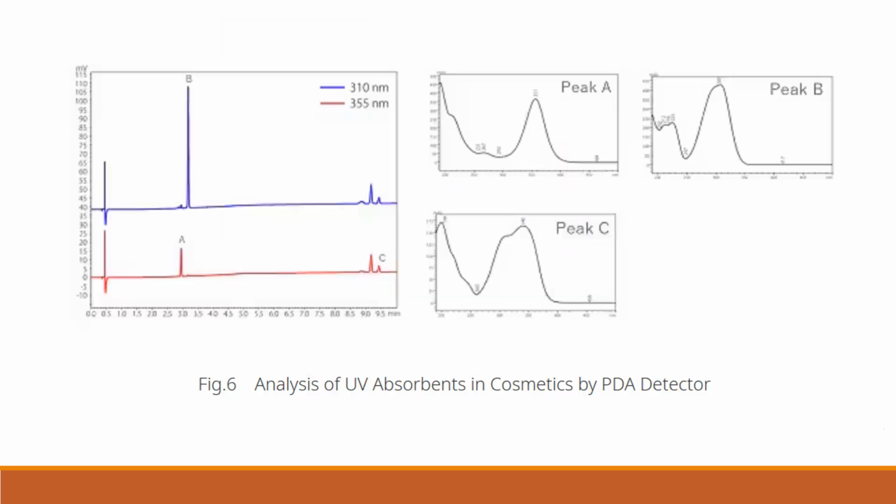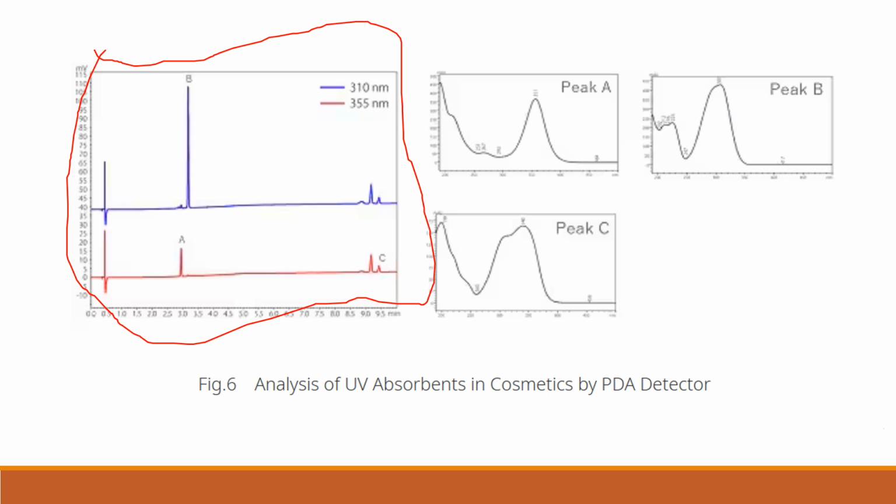Now as you can see here on the screen, this is a graph where 310 and 355 wavelength has been used, and you can see there are three peaks that are obtained: peak A, peak B and peak C. This is a PDA detector, which allows you to detect three peaks at a time, that is peak A, peak B and peak C.